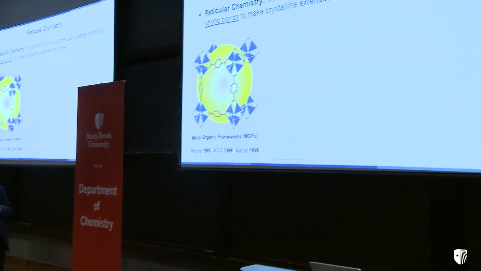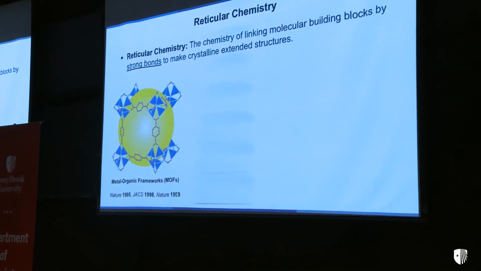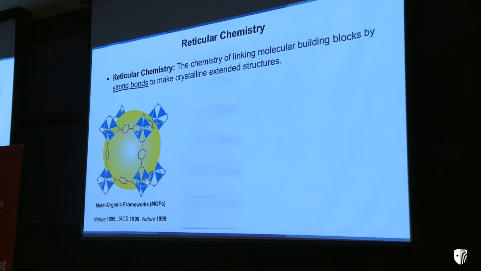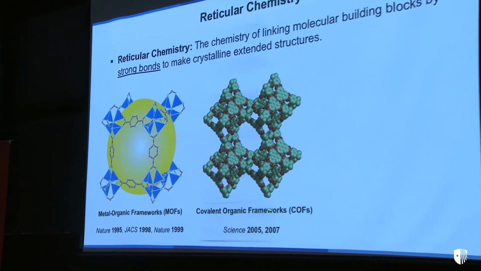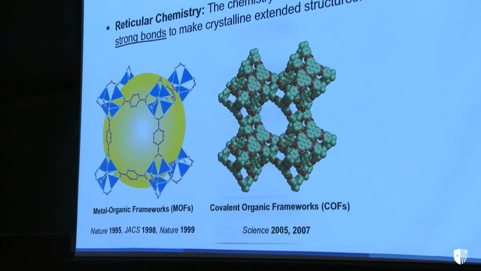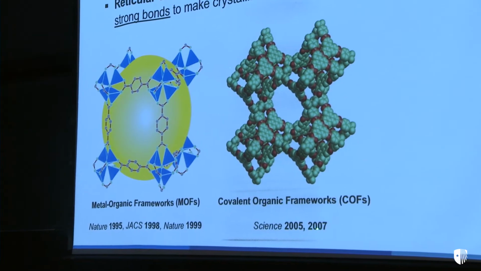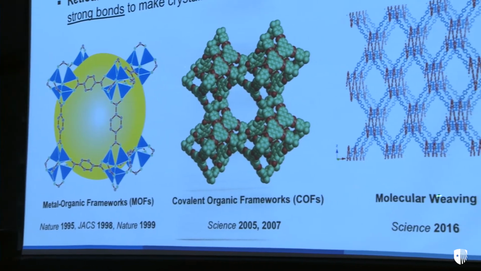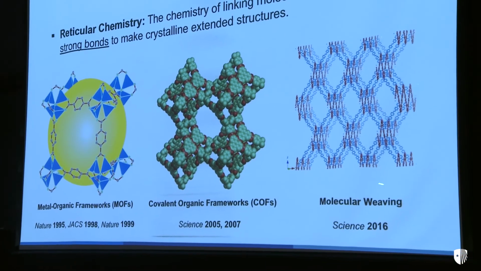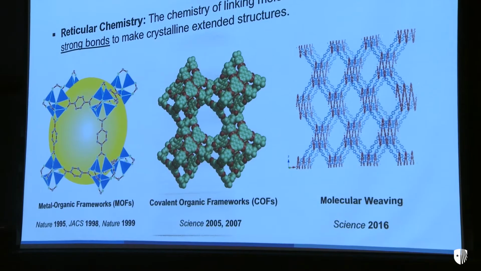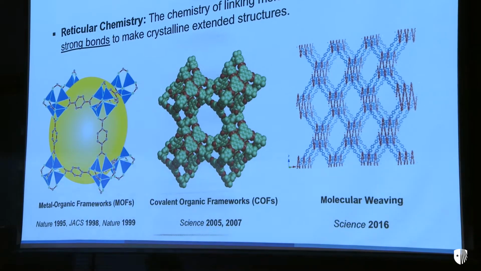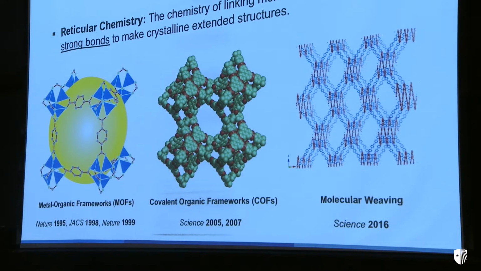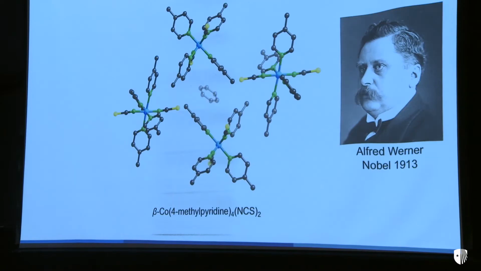We examined their porosity in '98, and we showed the exceptional porosity in '99 for the metal organic frameworks. I'll talk more about this. The covalent organic frameworks, we made the 2D in 2005, and in 2007, the 3Ds. And then if I have time today, I want to share with you a new approach to reticular chemistry, which is molecular weaving. How do you make structures that are mechanically interwoven?